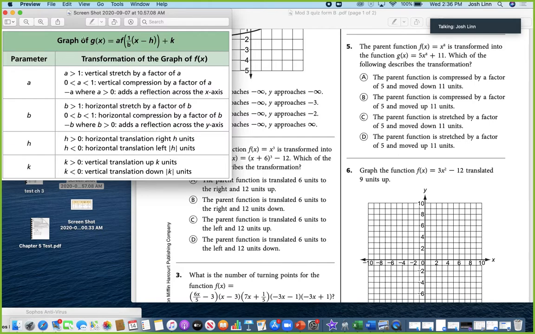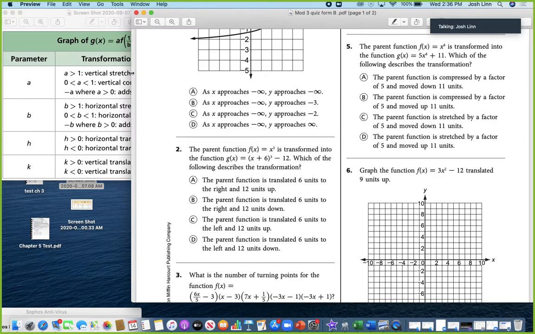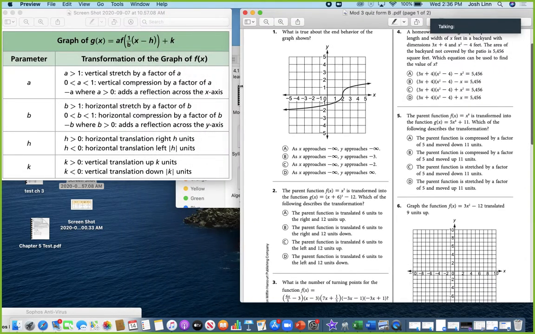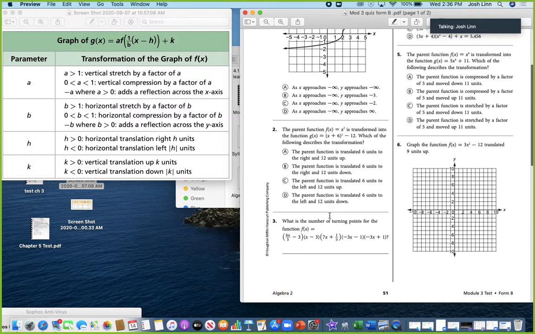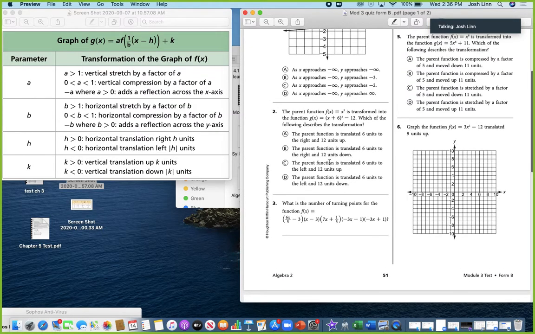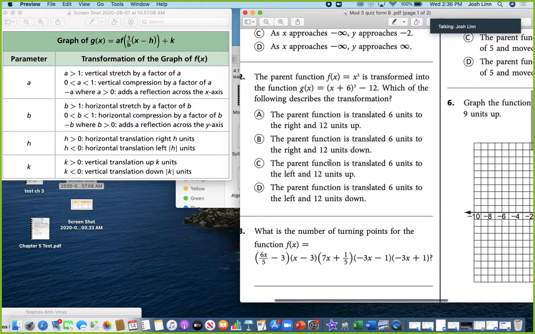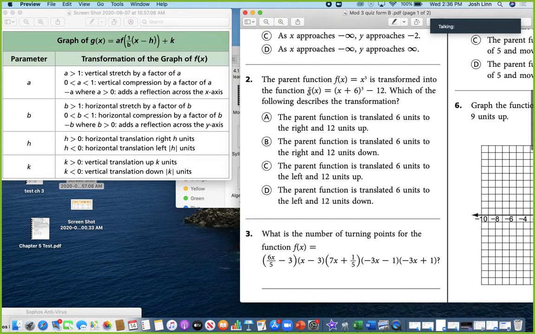you're going to use this chart right here. So this guy right here is going to be where you're going to be good to go. So let's look at these problems and see what we can do. Number 2 says the parent function f of x equals x cubed is transformed into the function all of this. Which of the following describes the transformation? So using this thing over here is what you're going to have to do.